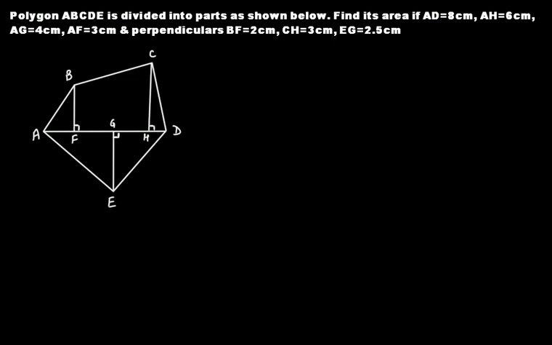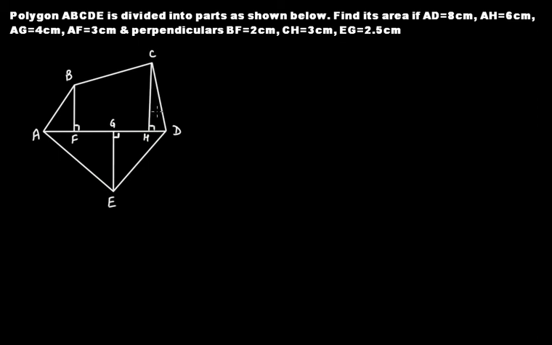So let's begin now. Polygon ABCDE is divided into parts as shown below. Find its area if AD is equal to 8 centimeter, AH is equal to 6 centimeter, AG, AF, and perpendiculars BF, CH, and EG. So values are given for different line segments. Using this, you have to calculate the area of this polygon.